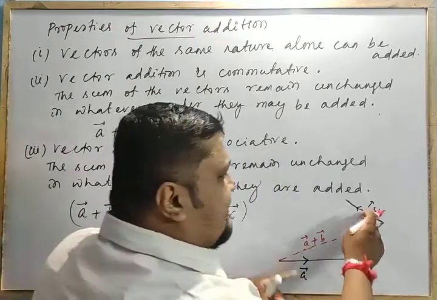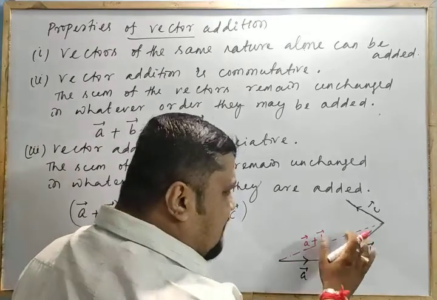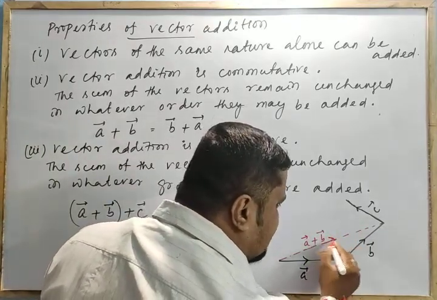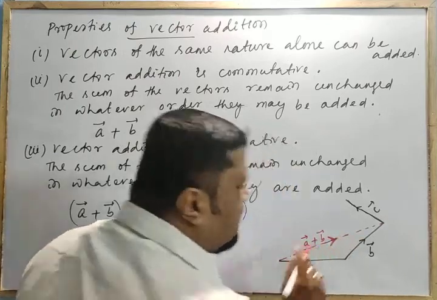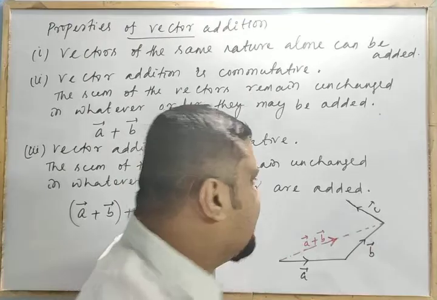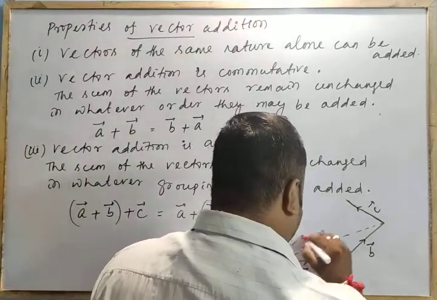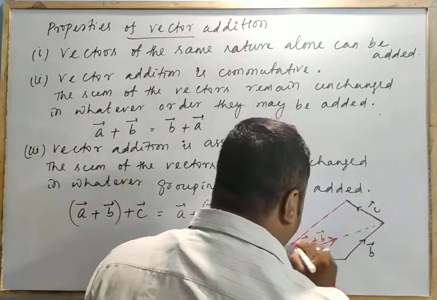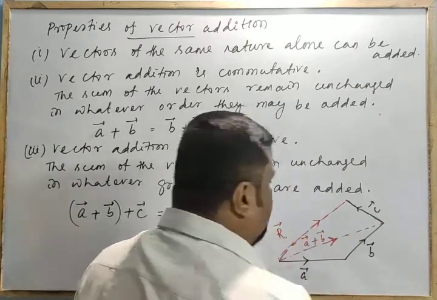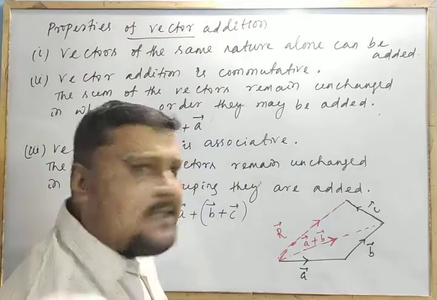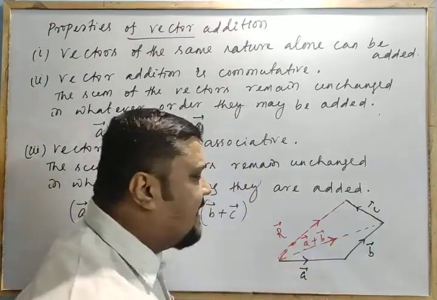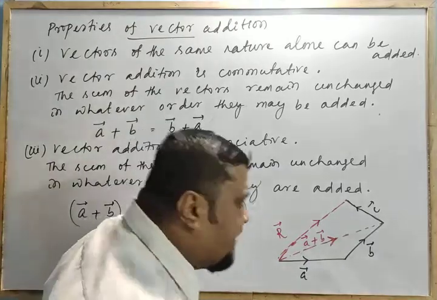Now add A plus B with C. Think that this is one vector. The two sides are in the same order, so the resultant will be in the opposite order. A plus B is added with C. What is the resultant? They are in the same order, so this is the resultant R. So first you made A plus B, then went for C, and we get the resultant R. Now you do it the other way.